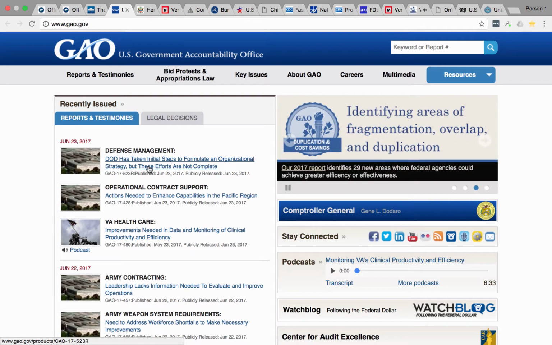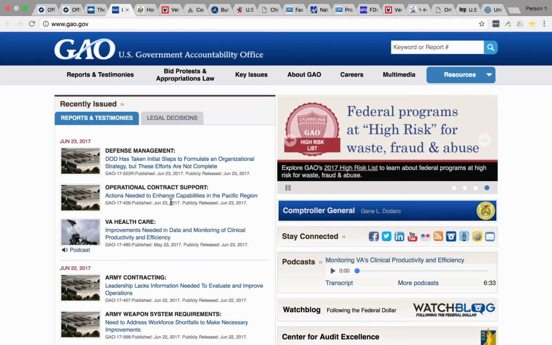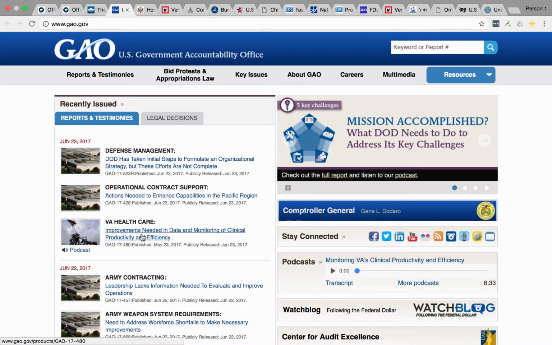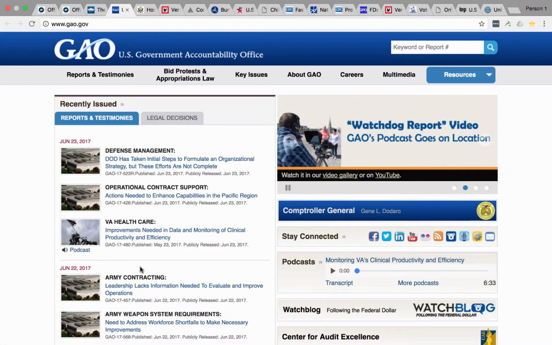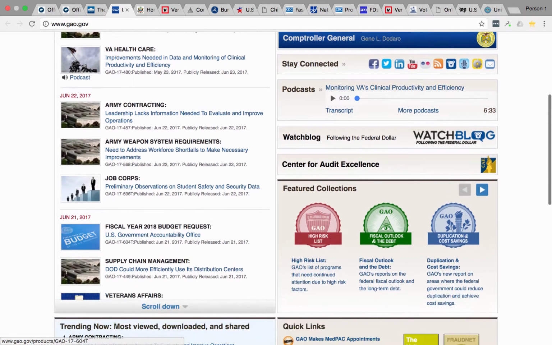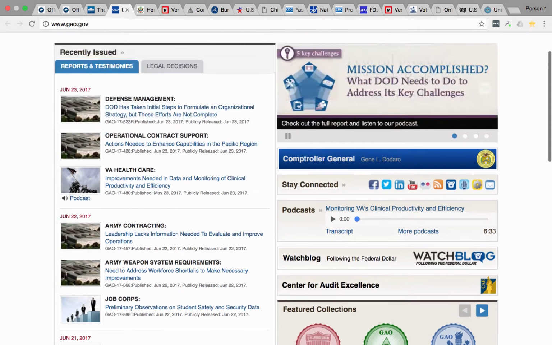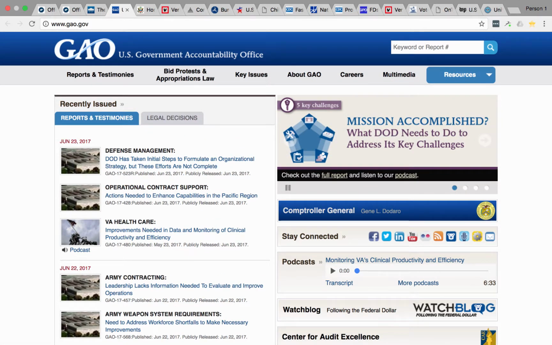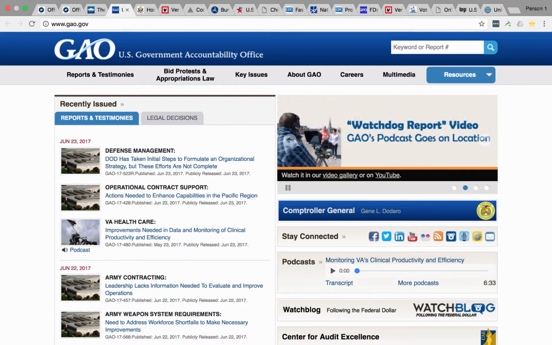The Defense Department has taken steps to create a new organizational strategy, but they're incomplete. When it comes to VA healthcare, a big issue over the past few years, improvements are needed in how simply the information is used. They put out a variety of reports every day, like how the Job Corps is working, so it's a very good place to go if you're looking at a story that's a national story, and then how you take it to the local level.